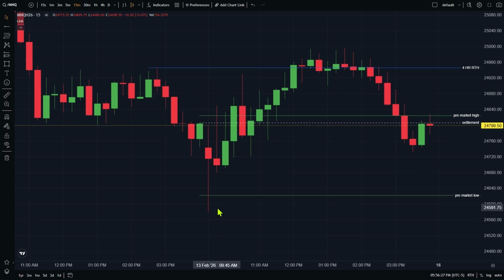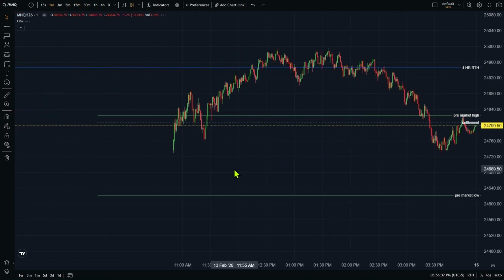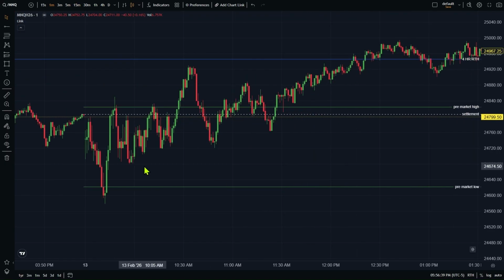That 4 hour low made me apprehensive, and I did not get in on this trade. I did try to get in somewhere in this area. Let's go to a 1 minute.